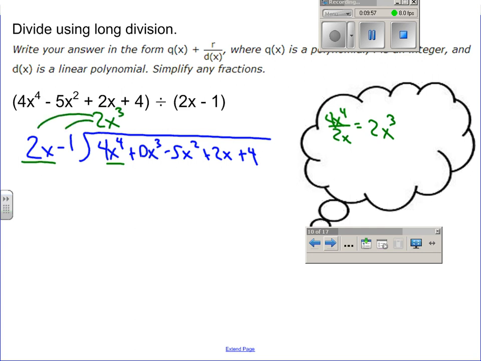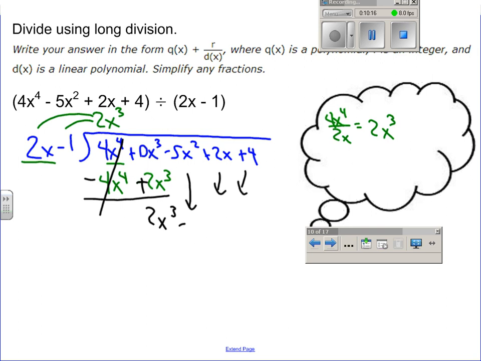Now I multiply that back by both, and I get 4x to the fourth minus 2x cubed. I'm subtracting that entire thing, so change, change, add down. Those cancel out as they should. Get 2x cubed. And we just bring everything else down: minus 5x squared plus 2x plus 4. Now I divide the lead terms again. 2x cubed divided by 2x, which gives me just x squared. So this will be plus x squared.